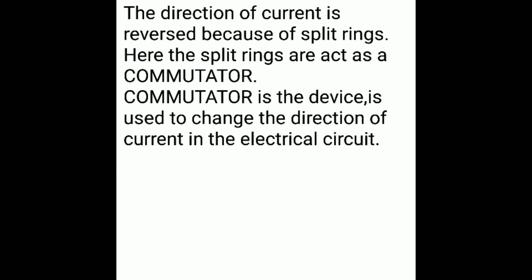The reversing of current is repeated at each half rotation, giving rise to a continuous rotation of the coil and the axle also. In electric motor, the direction of current is reversed because of split rings. Here the split rings act as a commutator. Commutator is the device that is used to change the direction of current in the electric circuit.